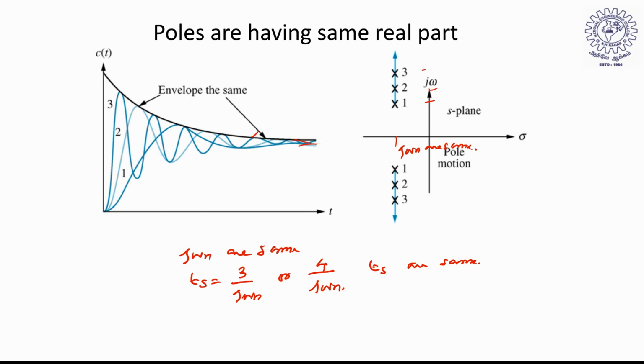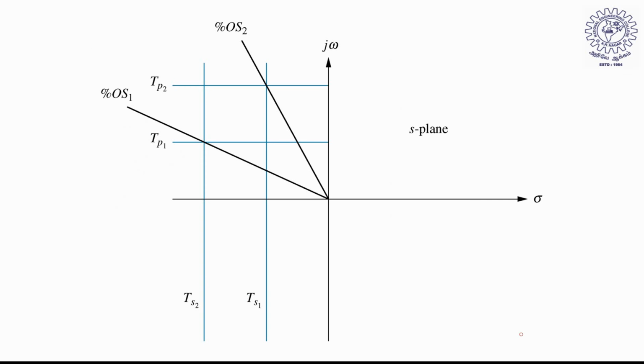If real parts are the same, settling times are the same, but depending upon the larger damped frequency omega d, system 3 has a larger frequency than system 1. So the response will differ. That is your peak time, and the remaining things differ, but their settling times are the same. That information we can gather from this. So this diagram gives the complete picture of everything we have seen.